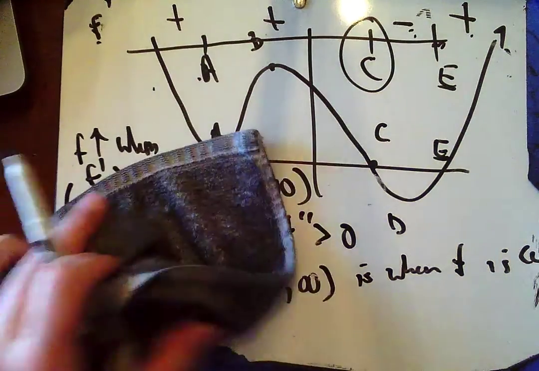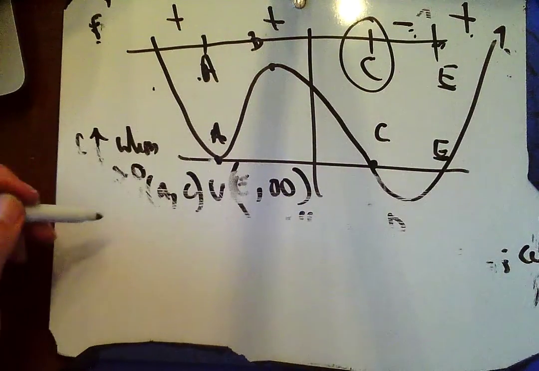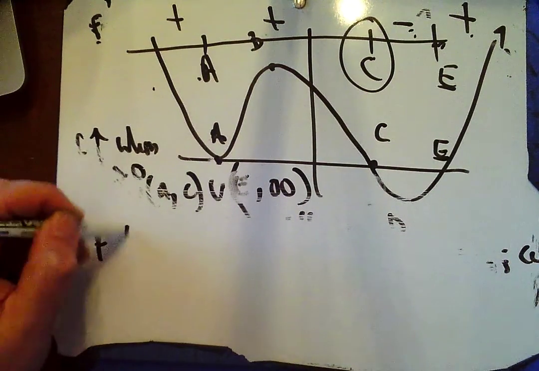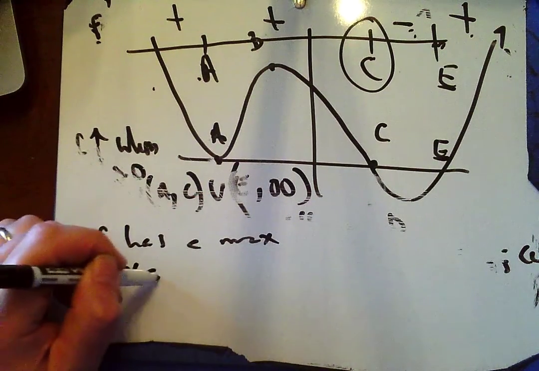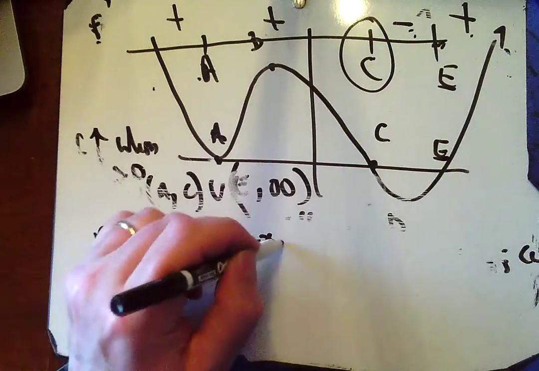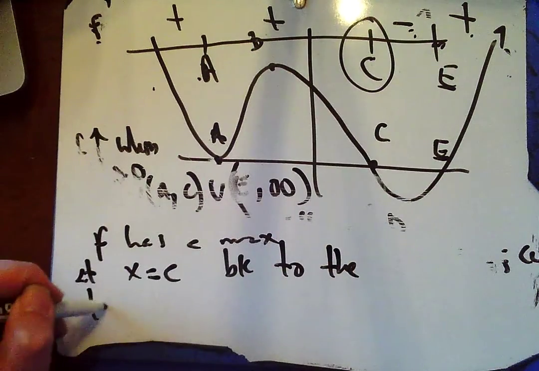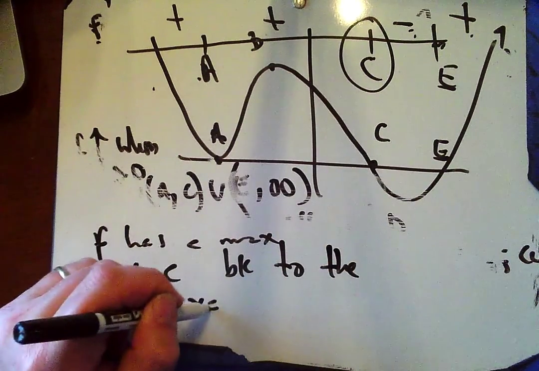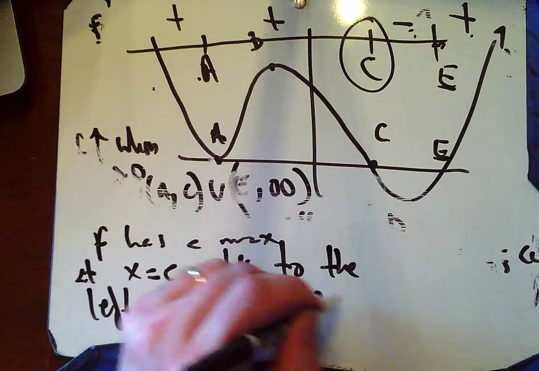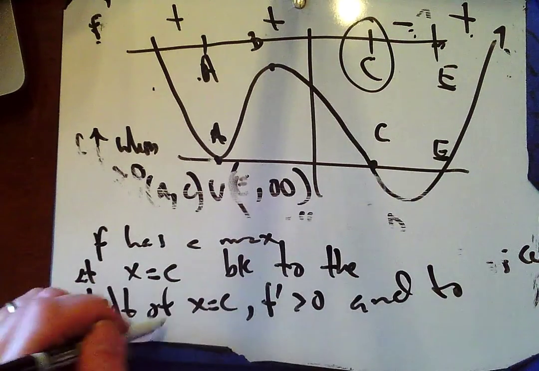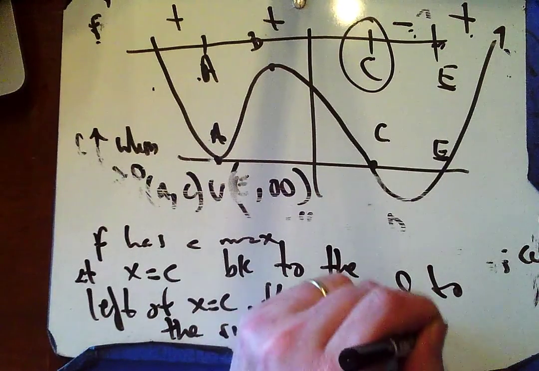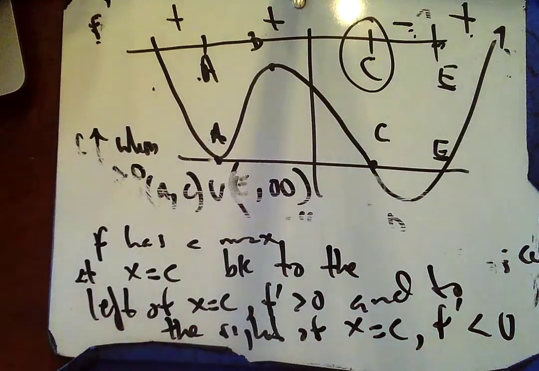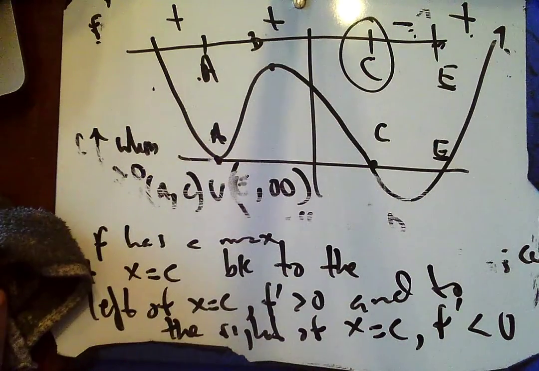Okay, and what would my justification be for that? Same. f has a max at x equals C because to the left of x equals C, f prime is greater than 0, and to the right of x equals C, f prime is less than 0. All right, 17. 17 is the last one.